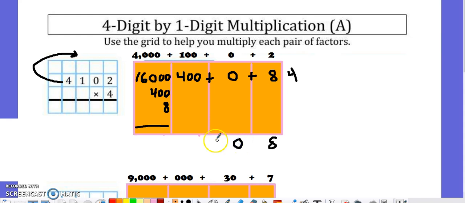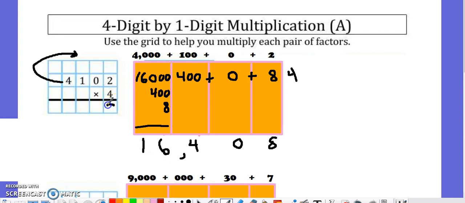nothing in my tens, 4 in my hundreds, and then, oops, that should be 16,408. Let's check my answer.